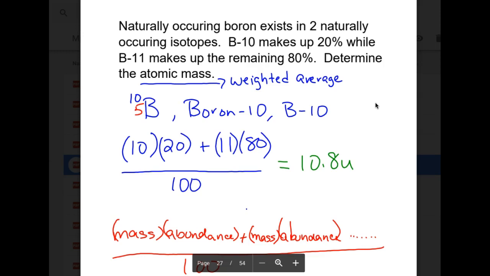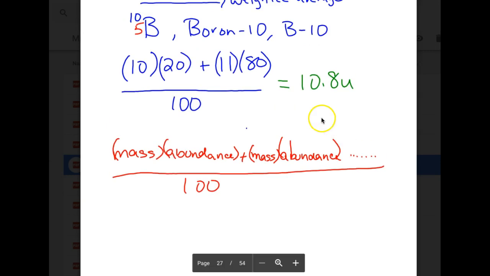So just walking you through it, there are two isotopes of boron, and these are the three ways that you might note that isotope of boron-10. And here is an example of how you would work out that math to come out to 10.8. In general, you're going to do the mass times the abundance plus the mass times the abundance, and so on for however many isotopes you have for that particular element, divided by 100.